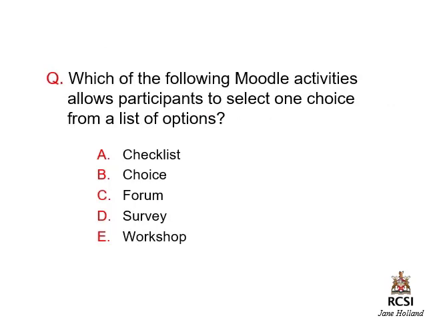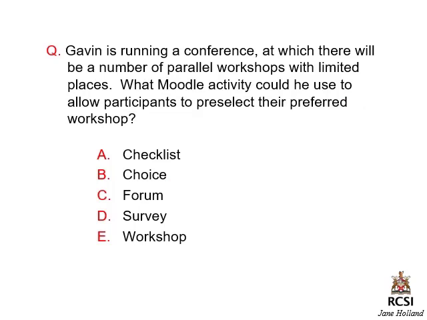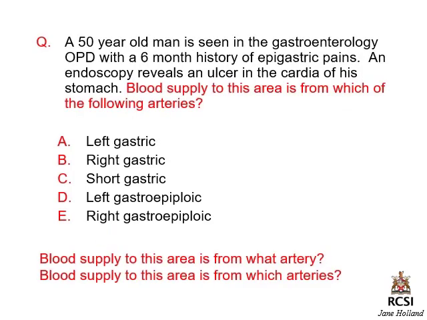Here's an example that's a little bit more topical. Asking participants to select one choice from a list of options is, of course, the choice activity. So you can just rewrite this and hopefully then not have it so obvious to test-wise candidates with a very obvious word repeat. So you'll see here that again, it's a clearly defined question with a question mark. And I am saying, blood supply to this area is from which of the following arteries?